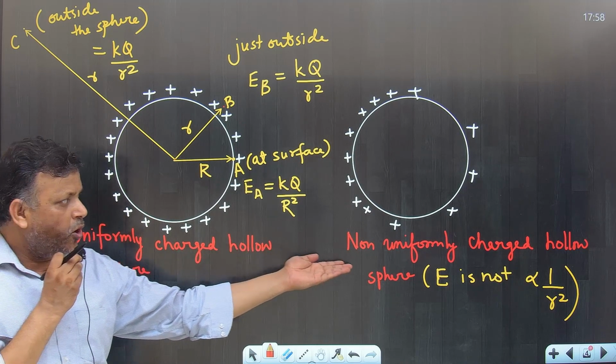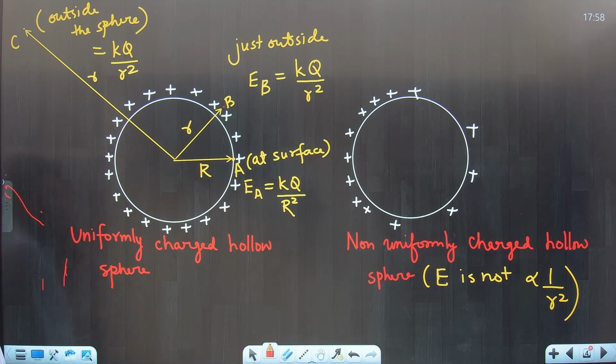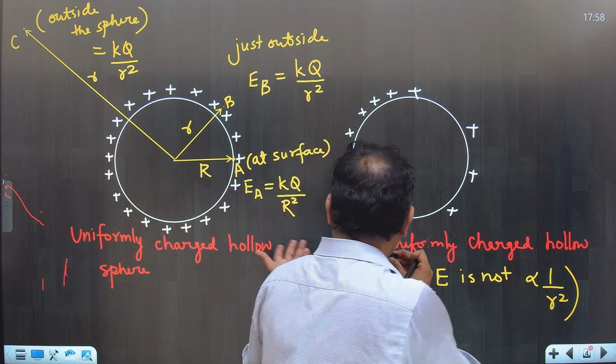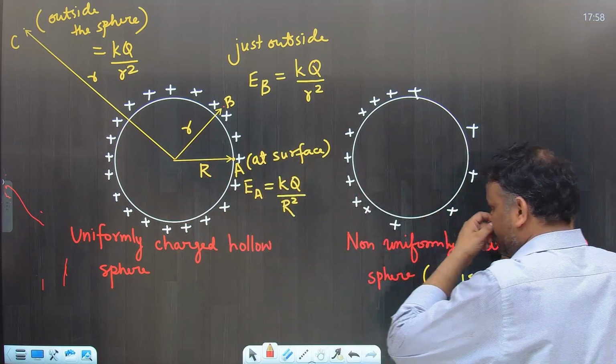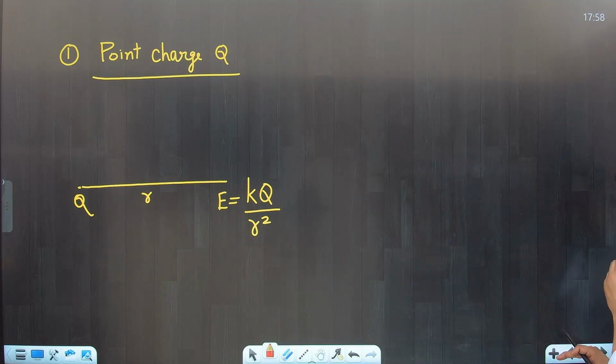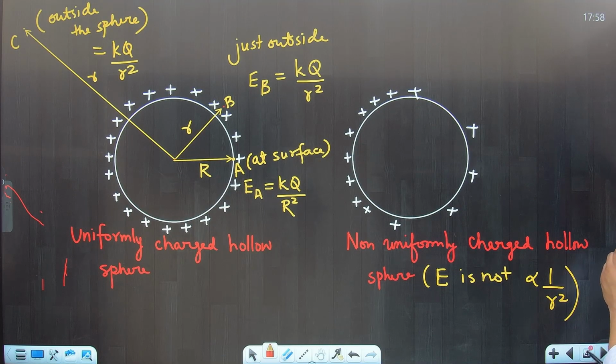And this is a non-uniformly charged hollow sphere. For this, it will not behave like a point charge, because this point charge behavior is for uniformly charged systems, not for this system, right? So let's come to the next point.